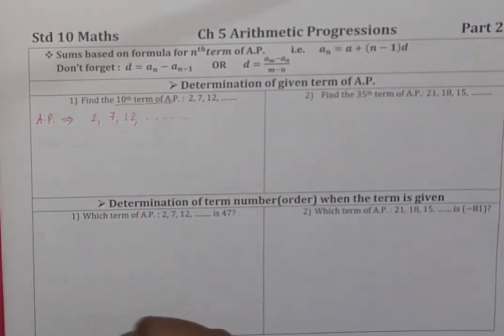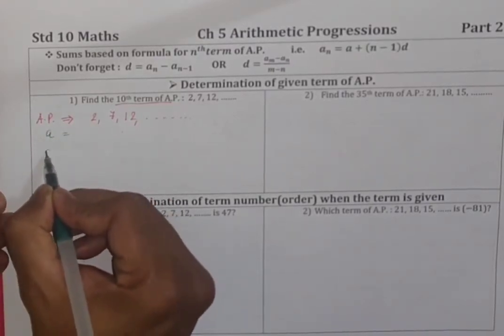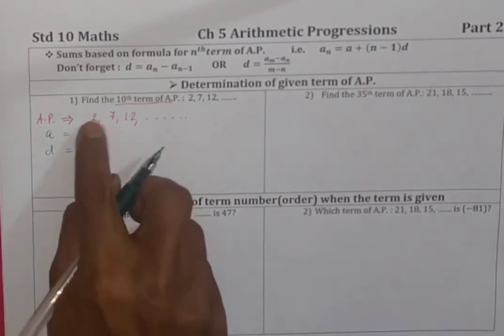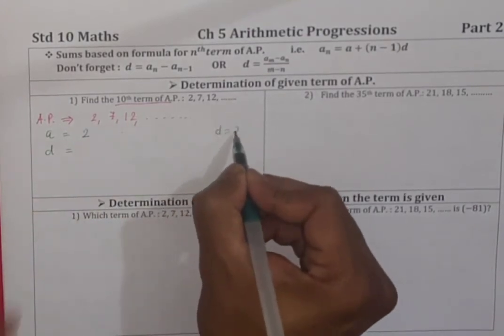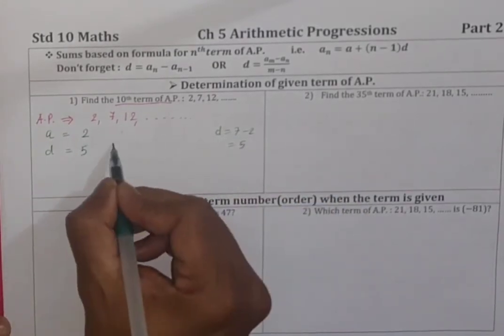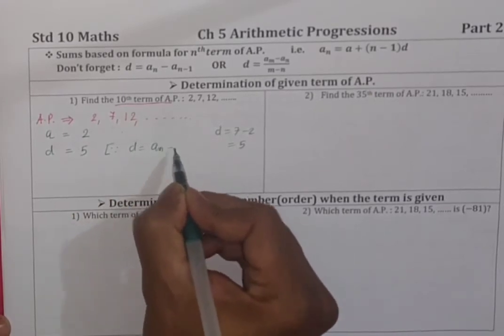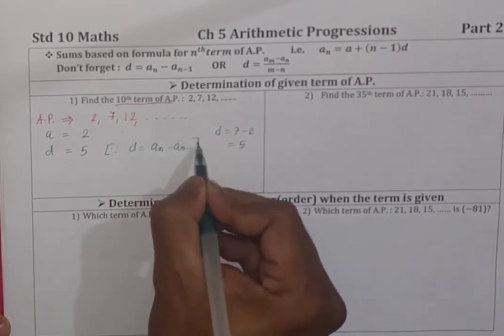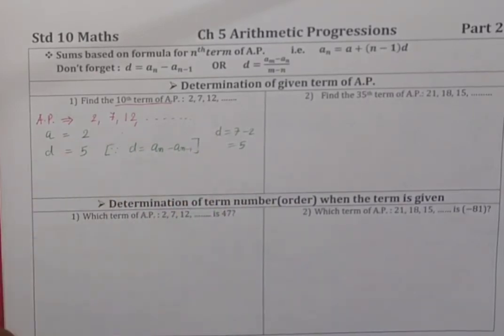जब भी AP है, एक स्टैंप लगाना है। वो स्टैंप क्या है? A और D का स्टैंप। बोलो A क्या है? 2. D क्या है? That is 7 minus 2, that is 5. So I'll write 5. लेकिन रीजन लिखना है because D is equal to AN minus AN minus 1. So ये ग्रीन का जो पार्ट है वो आपका रबर स्टैंप लगा दो.